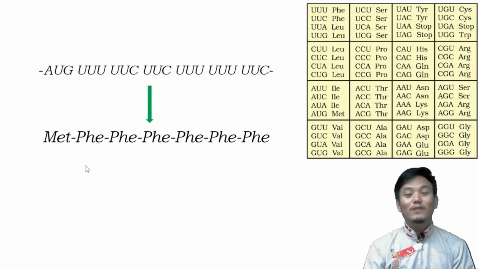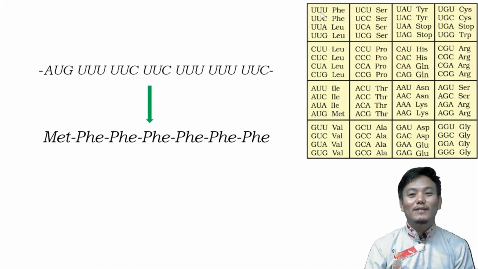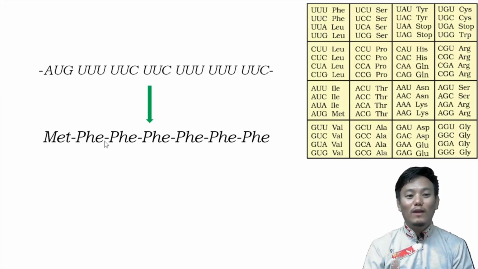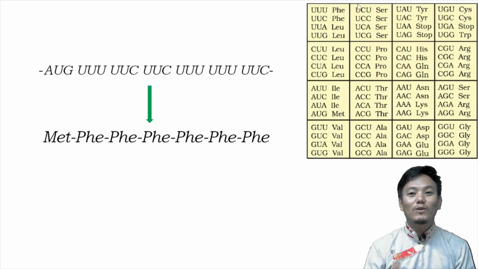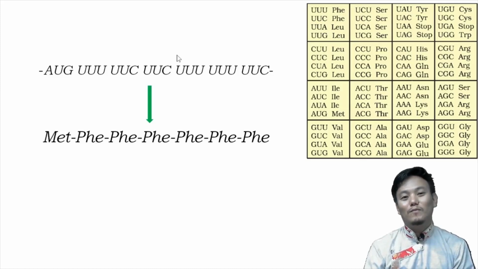So that is the second property of the genetic code. That is, it is what? Degenerate. Genetic codes are degenerate because one amino acid can be coded by more than one codon, right? So these are the properties, so we can practice like that.